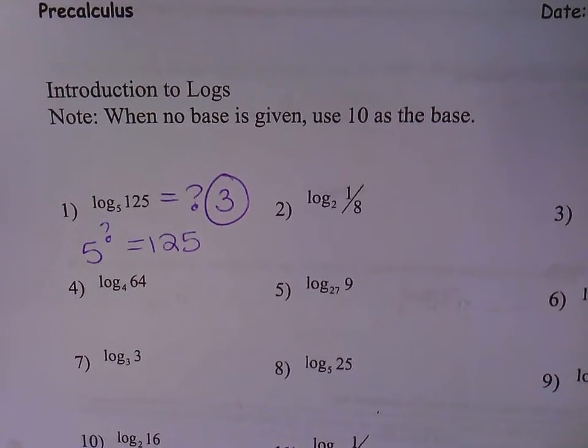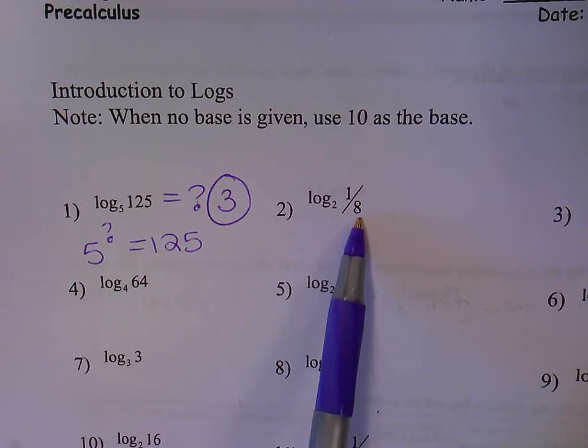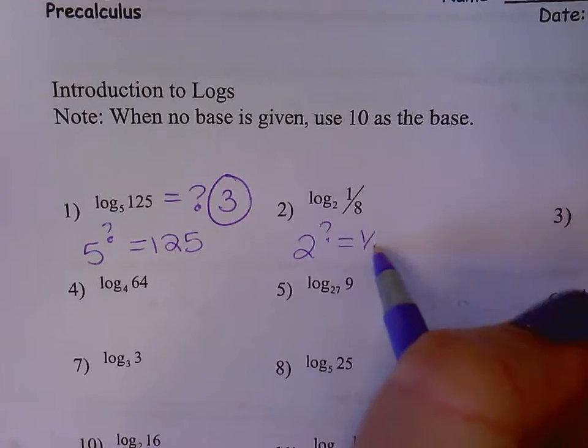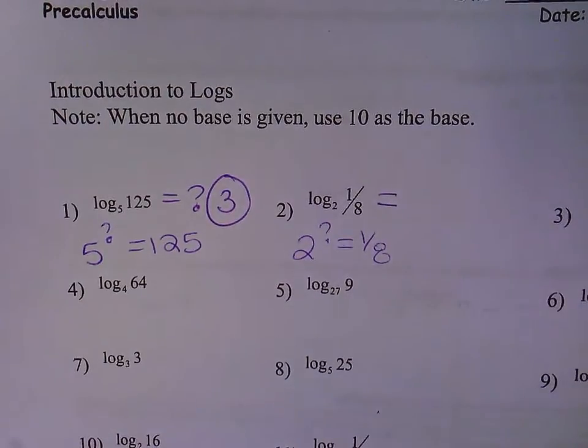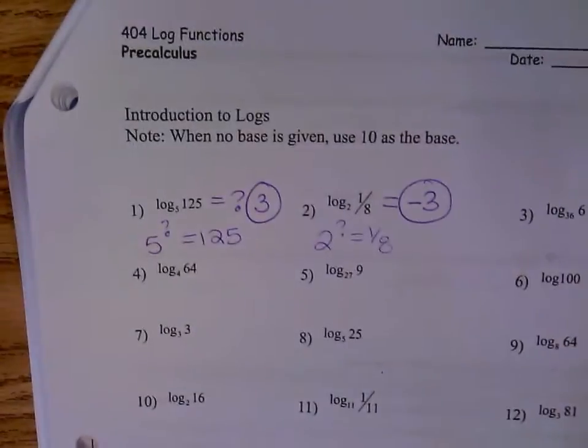How do I go in number 2 from 2 to flipping it over and getting 1/8 as an answer? 2 to what power is 1/8? So what power would it be? The negative third power. So see if you can do 1 through 18 as kind of a warm up today.